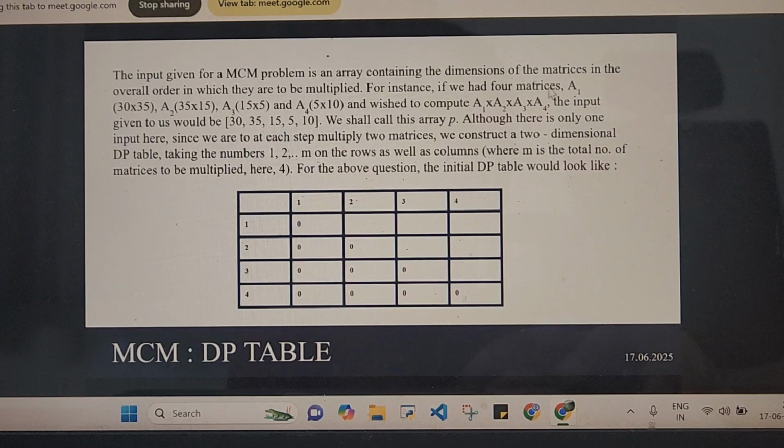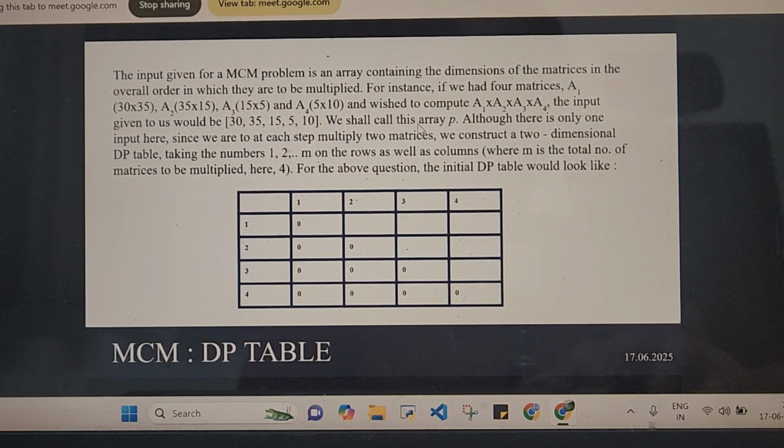Here we have 4 matrices: A1 which is 30 cross 35, A2 which is 35 times 15, A3 which is 15 cross 5, and A4 which is 5 cross 10. The product we wish to compute is A1 cross A2 cross A3 cross A4. You can see from the dimensions that they satisfy the compatibility required for computing a product. So this array containing the dimensions is given to us: 30, 35, 15, 5, 10 in that sequence, and each value is given only once. There's no repetition. We call this array P.